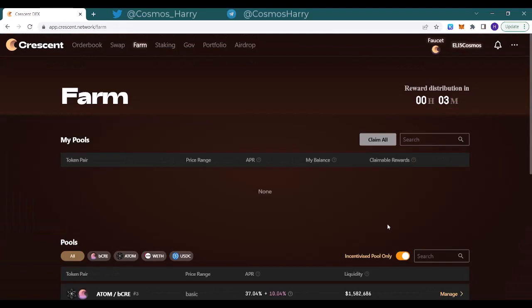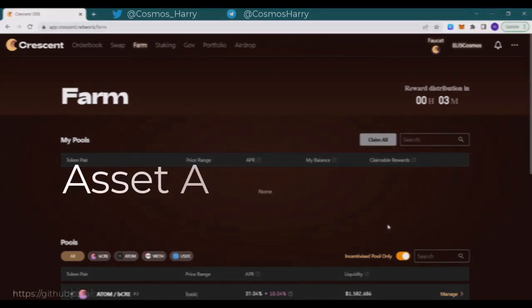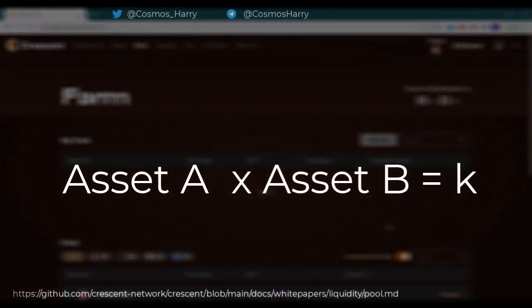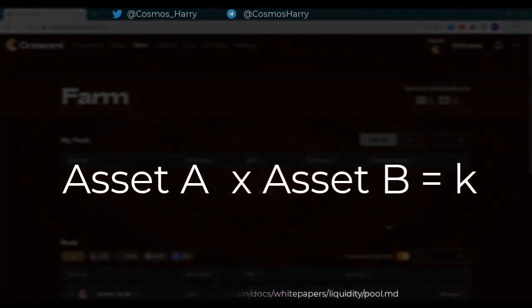Next up, we have farming. So as we know, Crescent is an AMM, which is automated market maker. We talked about the liquidity module earlier and saw those different pools. They work similarly in most AMMs such that their product remains constant. That is, asset A multiplied by asset B gives a constant value, which is also called the constant product model.